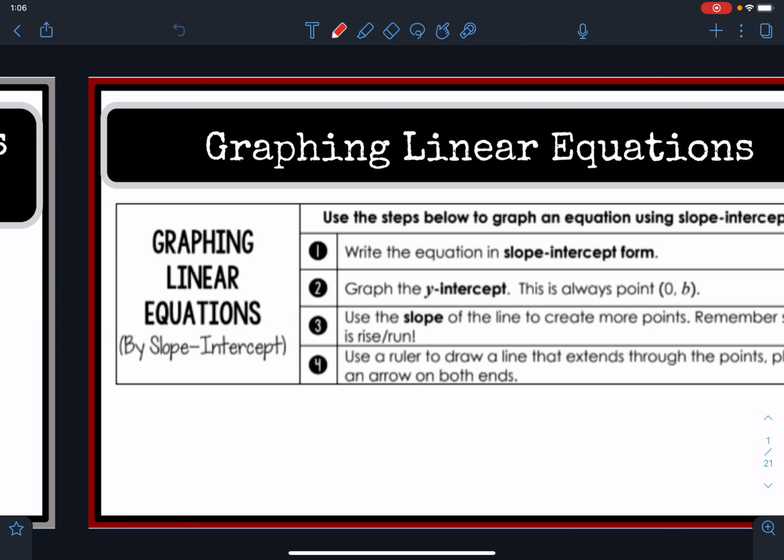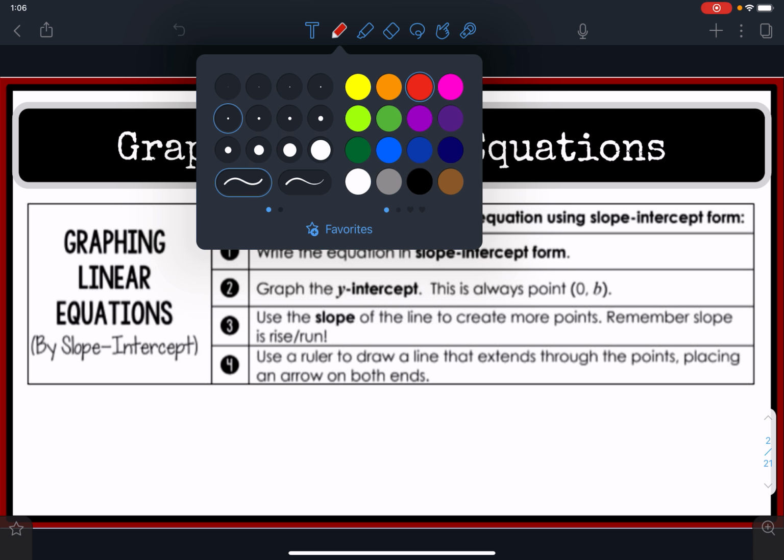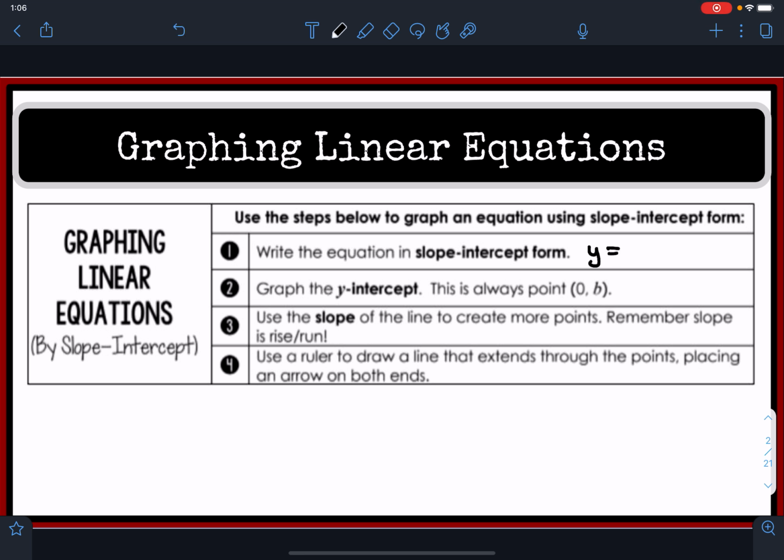To do that, we first need to know what the slope-intercept form is, which is the following format: y is equal to mx plus b. Understand and identify the y-intercept, which is this number here, located at the point (0, b), whatever that number b is, and then use the slope of the line to create more points using the ratio of rise over run.